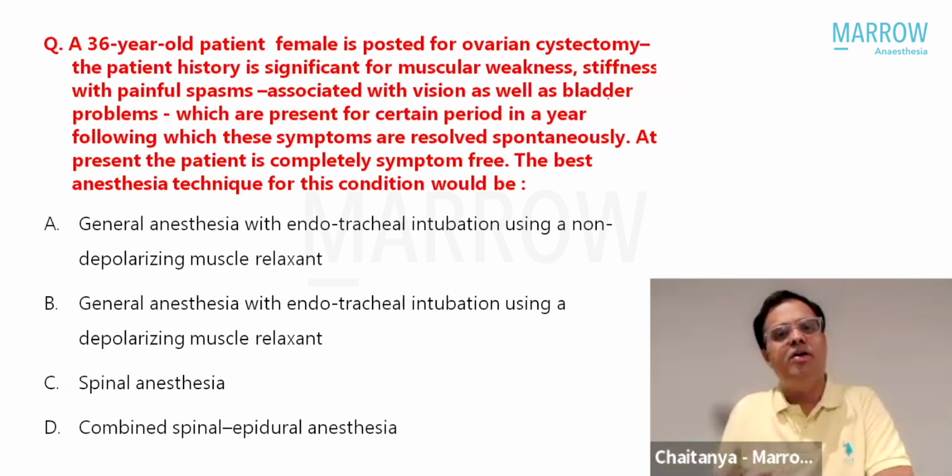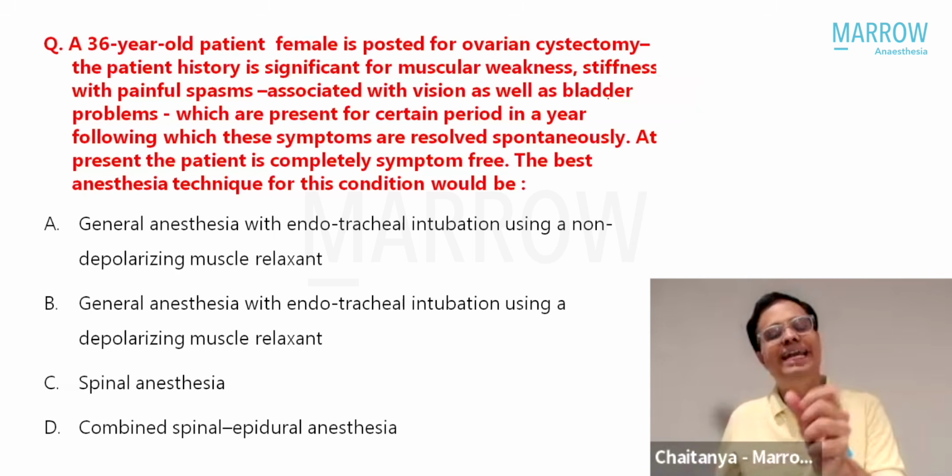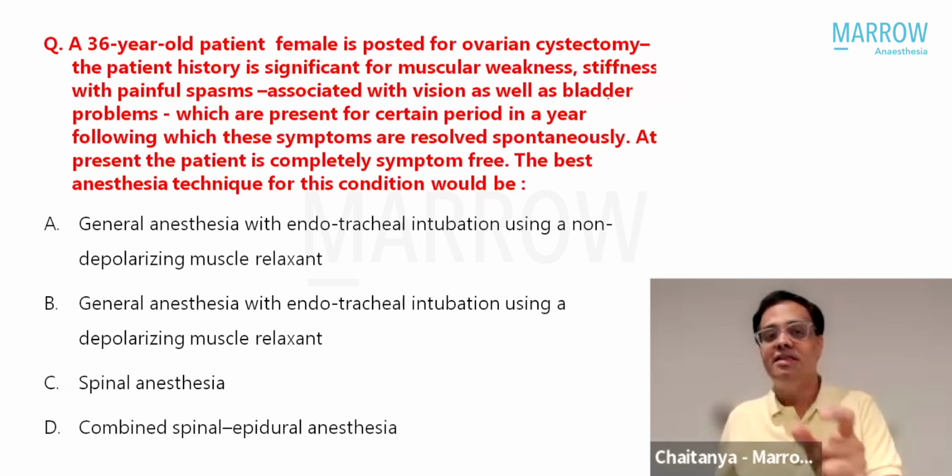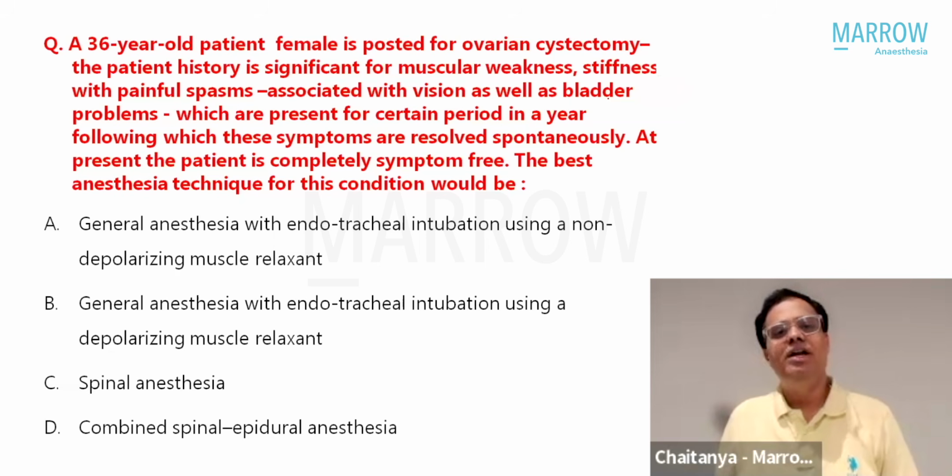As I said, it's an autoimmune disorder. There will be damage to your myelin sheath. Because there is damage to the myelin sheath, the response to succinylcholine, which is a depolarizing muscle relaxant, will not be adequate. So you need to use NDMR. There is a chance of hyperkalemia when you use DMR, depolarizing muscle relaxants. So better to go with non-depolarizing muscle relaxants only.